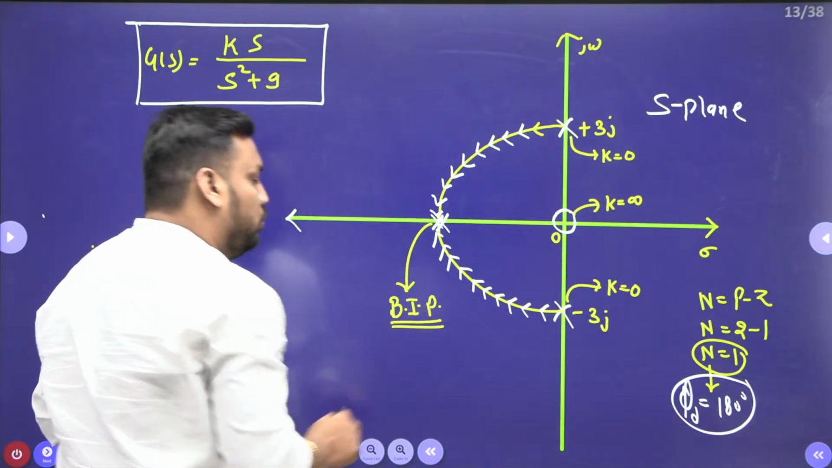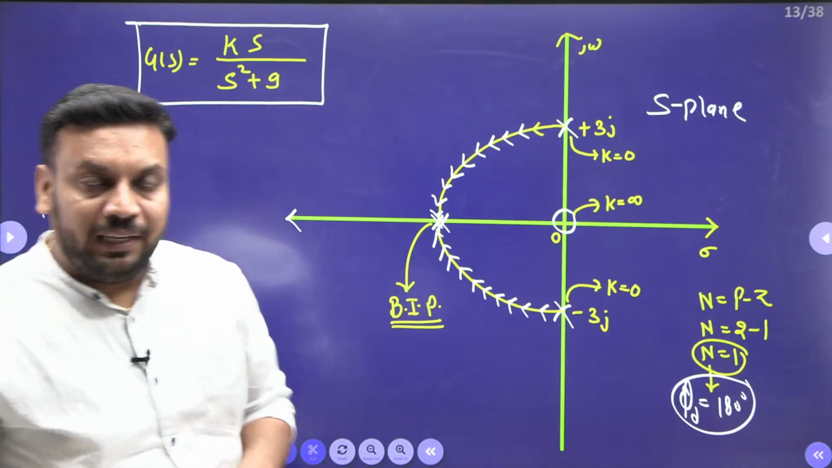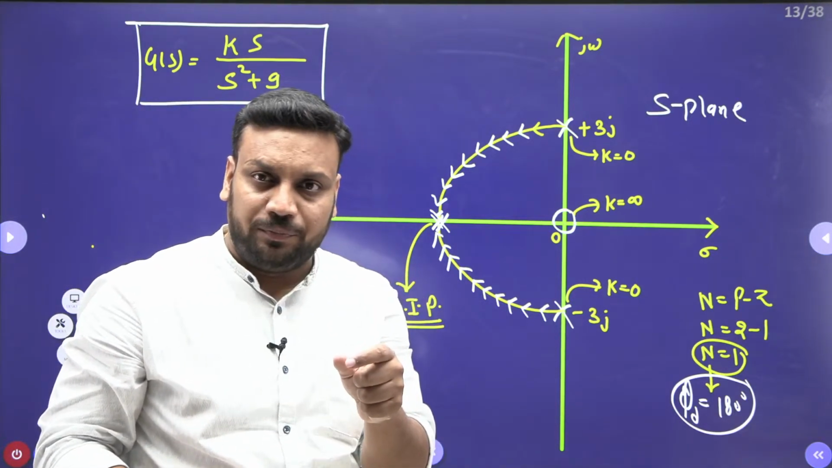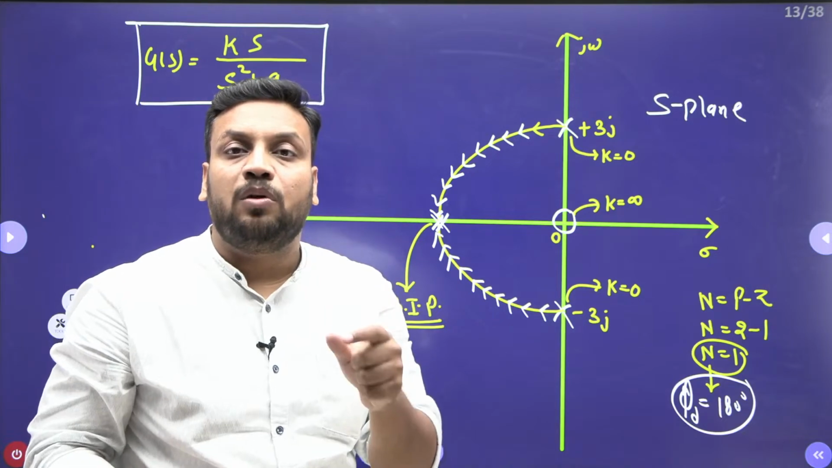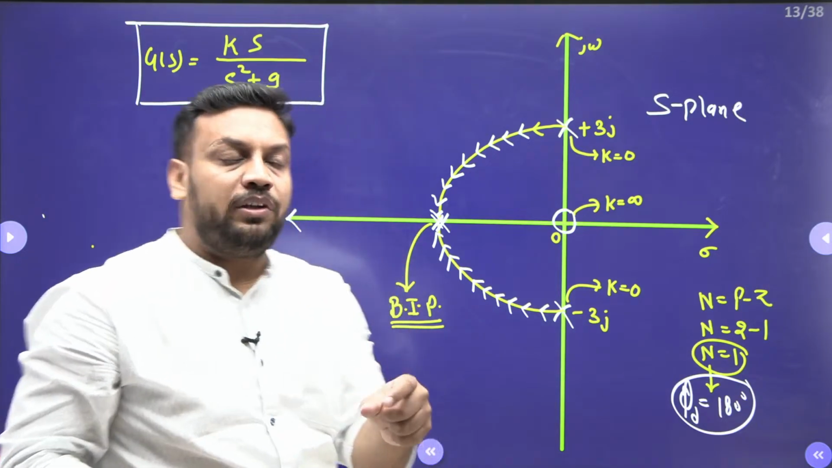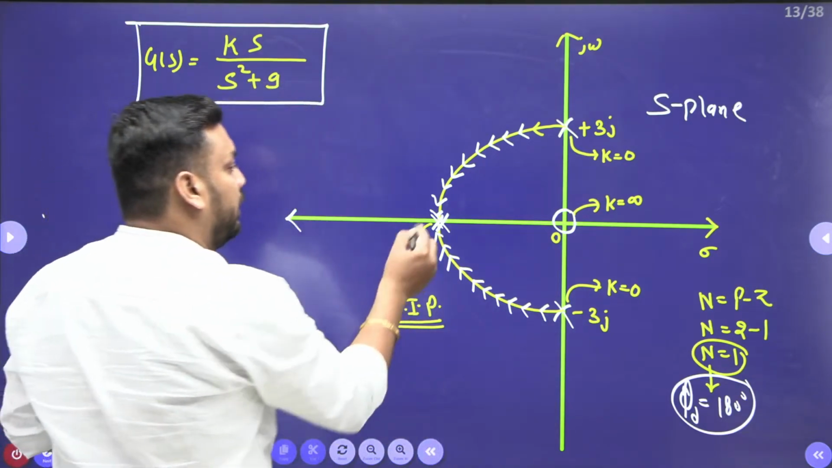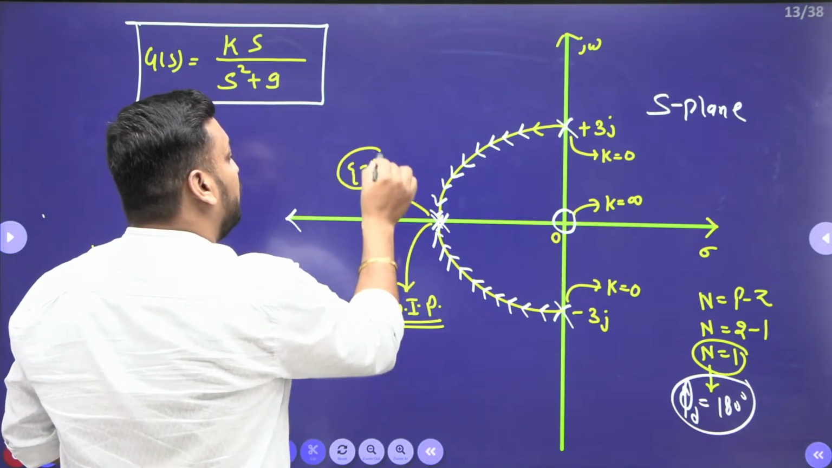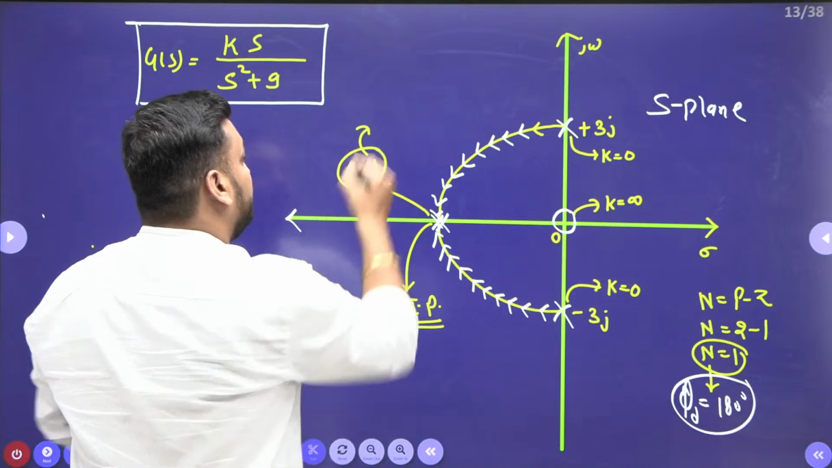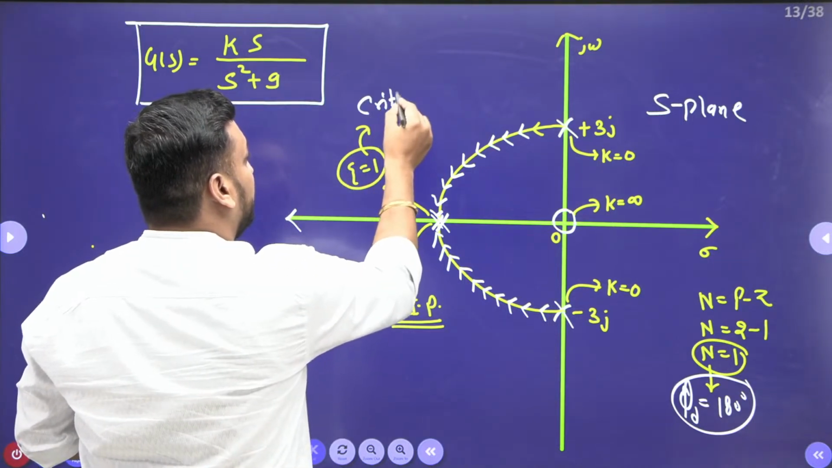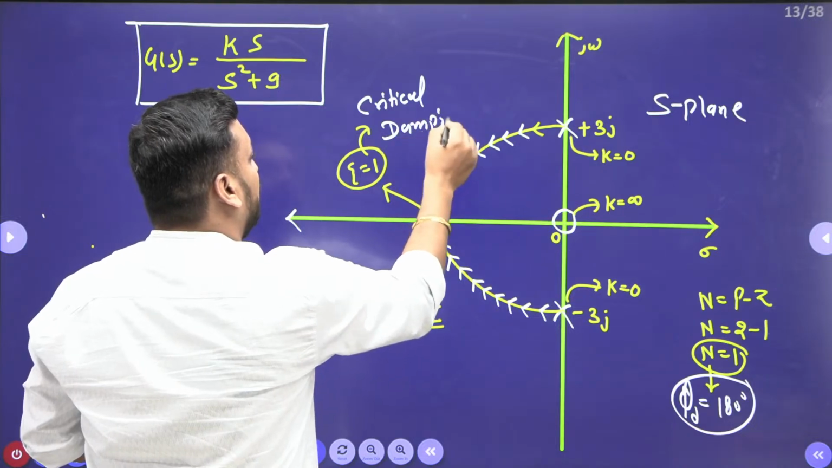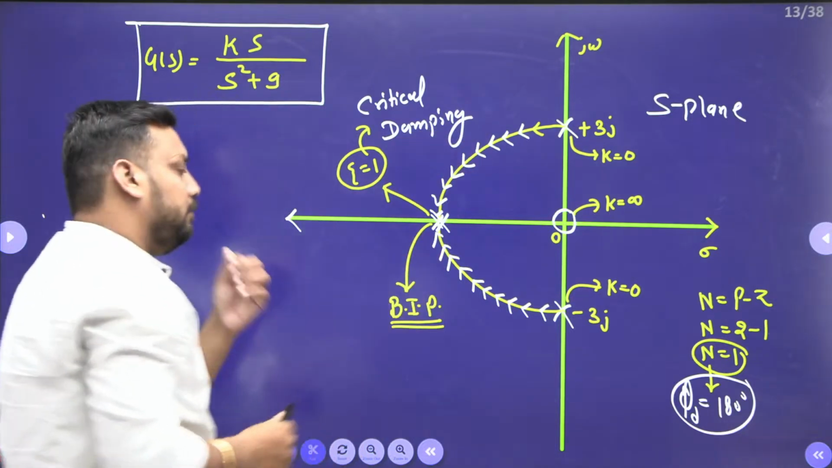Student, do you know that on the real axis in a second order system, when both the poles are placed at the same location, the poles are overlapping each other? At that particular point, the damping ratio is always equal to 1. And zeta equal to 1 represents a critically damped system. I hope it is clear.